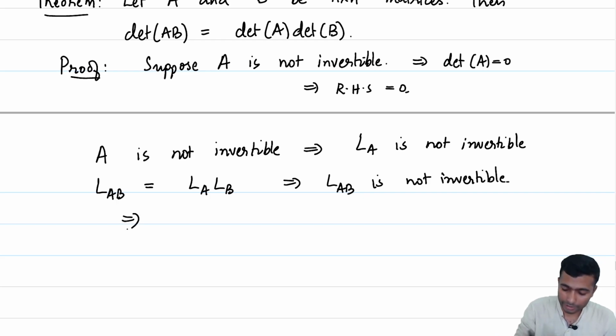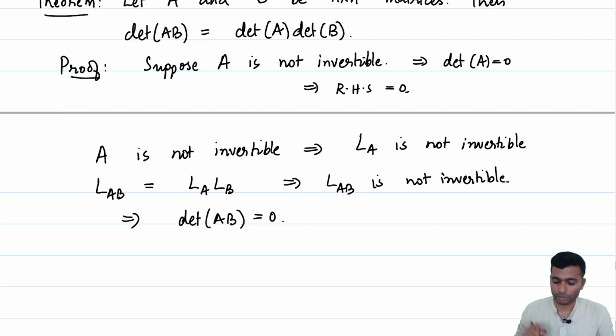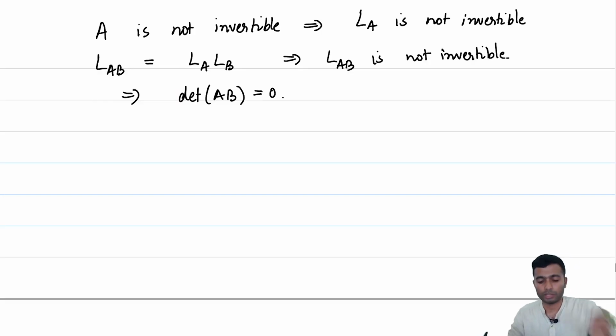And this implies that AB is not invertible, and therefore, let me skip a step and directly write determinant of AB is equal to 0, because AB is not invertible. If the determinant were non-zero, then it would be invertible, right? Okay, so if A is not invertible, then we have established that both LHS and RHS are 0.